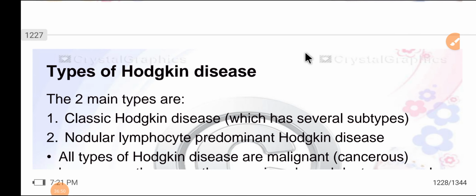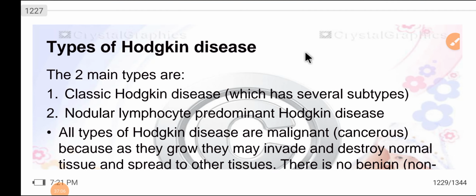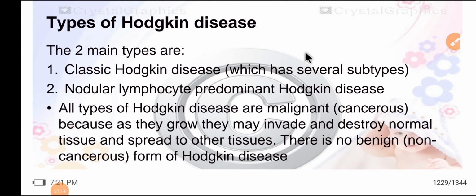Types of Hodgkin disease. The two main types are classic Hodgkin disease, which has several subtypes, and nodular lymphocyte predominant Hodgkin disease. All types of Hodgkin disease are malignant, cancerous, because as they grow, they may invade and destroy normal tissue and spread to other tissues. There is no benign non-cancerous form of Hodgkin disease.